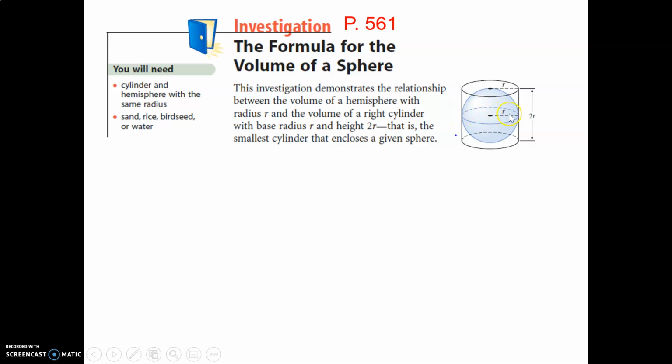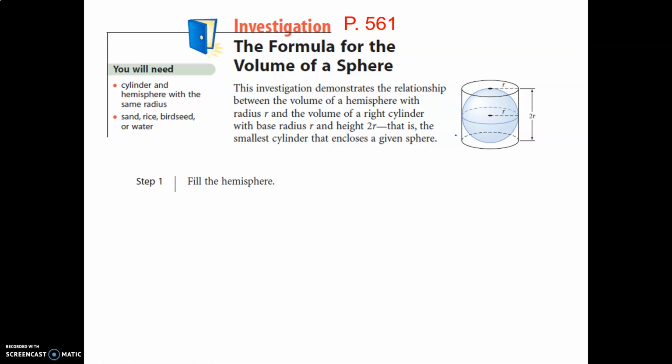the distance across the hemisphere, the diameter of that great circle, is equal to the height of the hemisphere. So this hemisphere has a radius of r and a diameter of 2r, and the hemisphere has a height of 2r.